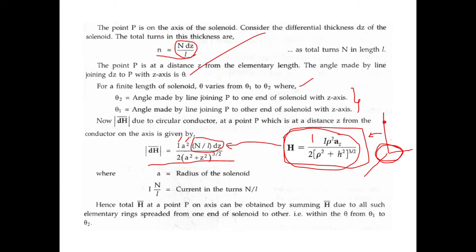So a by z. So we get this one. Now the magnitude of H will be the integral from theta 1 to theta 2 of dH. So what is dH vector? I mean, magnitude dH here. So here we have written that equation, right?